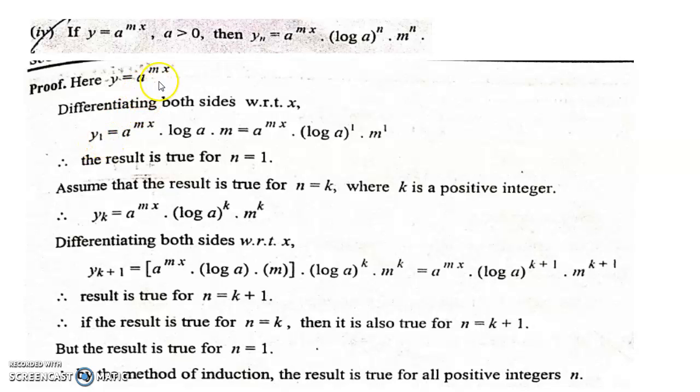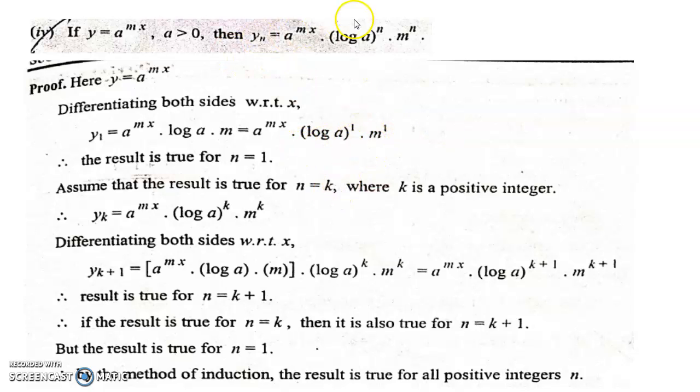First derivative. A to the mx derivative is a to the mx log a, and derivative of mx is m. Then a to the mx log a m. So you can compare it with this: a to the mx log a to the power 1 m to the power 1. So the result is true for n is equal to 1.